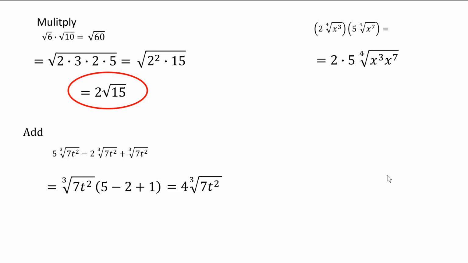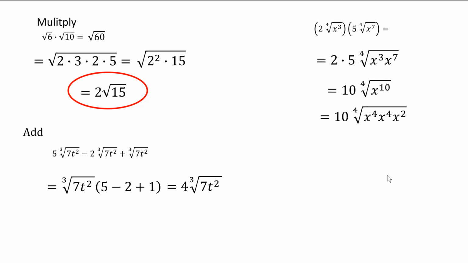So the 4th root of x cubed times the 4th root of x to the 7th is the 4th root of x cubed times x to the 7th. And then you can add the exponents on those x's because they're like bases. So 2 times 5 is 10, and then you'll have the 4th root of x to the 10th. And then you'll remember that you don't want any perfect 4th roots in there. So we can remember that's going to be 10 times the 4th root of x to the 4th times x to the 4th times x squared. That's x to the 10th. So the x to the 4th can come out.